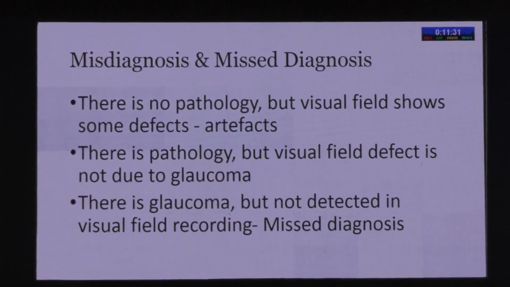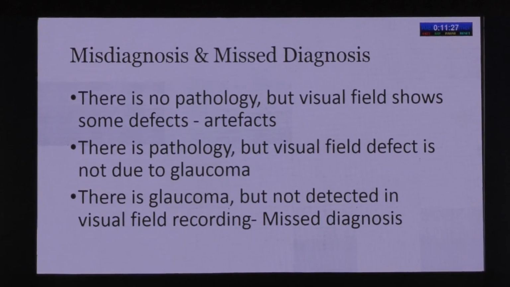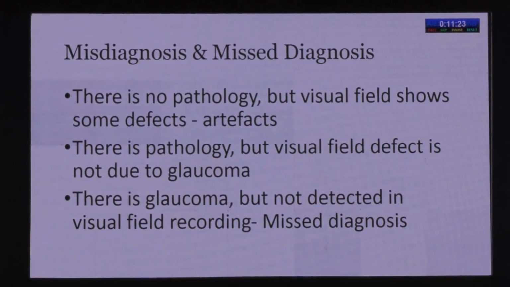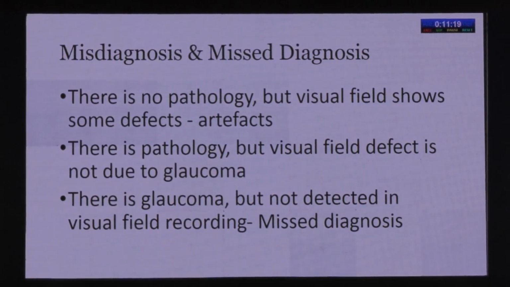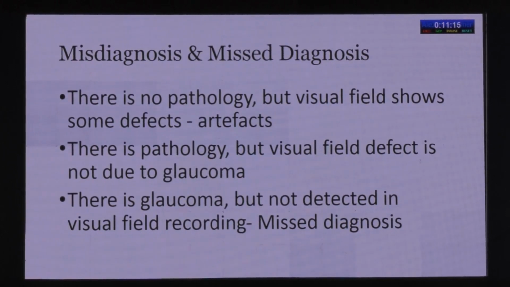One is there is no pathology but the visual field shows some defects, that is due to artifacts. Second is there is pathology but the visual field defect is not due to glaucoma, it is due to some other pathology. Then third is there is glaucoma but it's not detected in the visual field recording, that is a misdiagnosis because we are missing an early glaucoma.